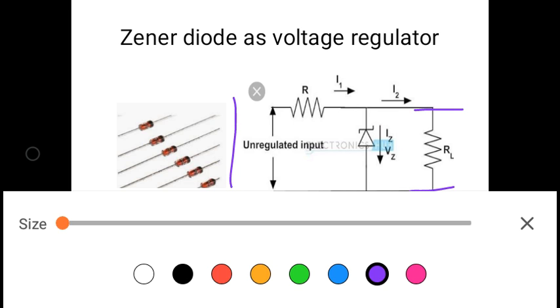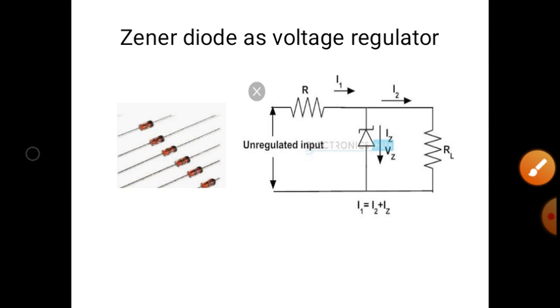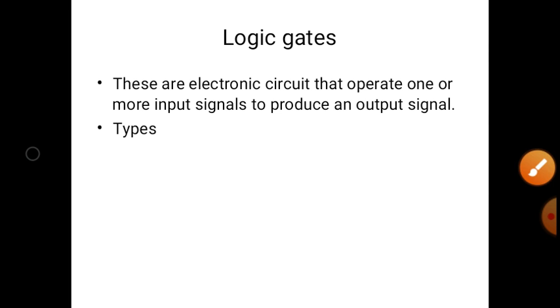So it is the circuit diagram for Zener diode as voltage regulator. So next one is logic gates. These are electronic circuits that operate on one or more input signals to produce an output signal.